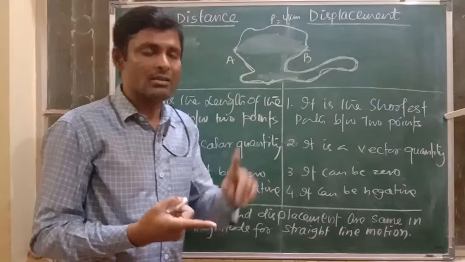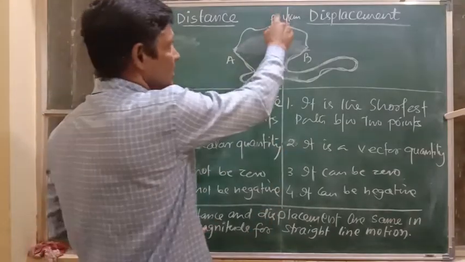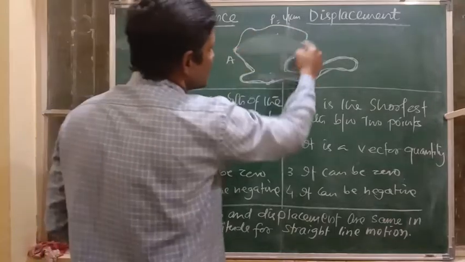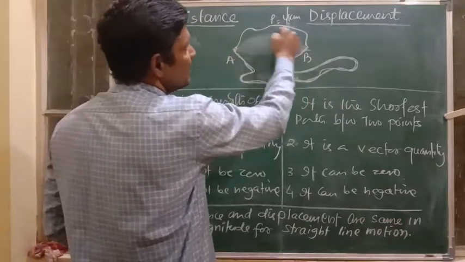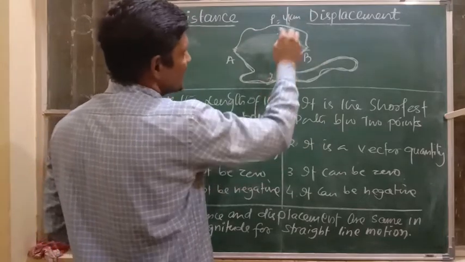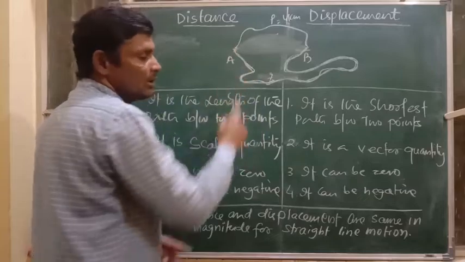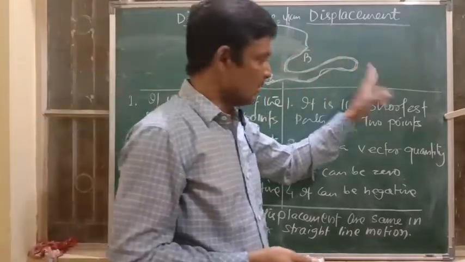But distance is the length of the total path covered between initial and final point. So the boy P has traveled through this path. So the total path length is 4, and it was 7 that I have mentioned. So 4 and 7, 11 km. So distance can never be 0, but displacement can be 0.